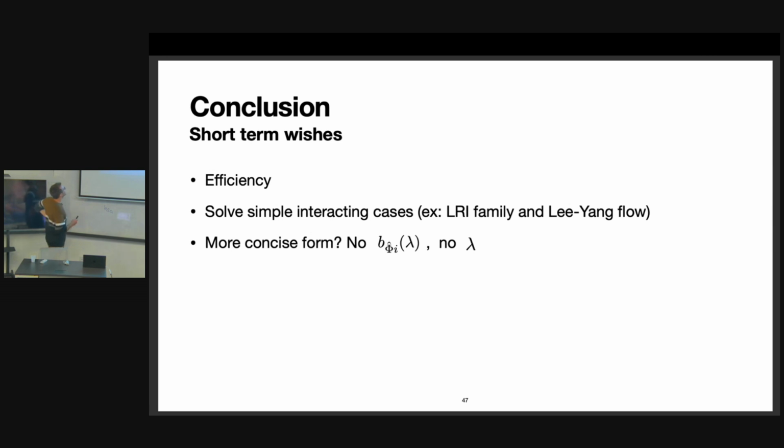So the short-term wishes that we have are to improve the efficiency of these equations, the way we're implementing them, and then to try to solve some simple interacting cases. For example, this long-range Ising or the Lee-Yang flow, where you have one relevant deformation. Because if we want to do Ising field theory, you need to generalize. And then there is this idea: yes, indeed, can we phrase these differential equations without talking about the coupling at all?